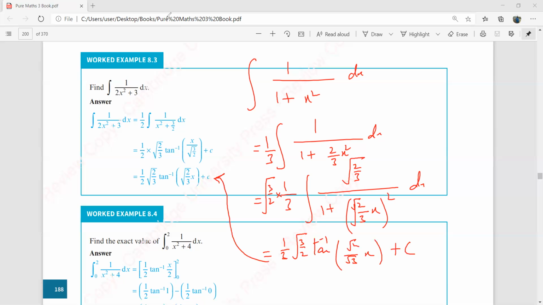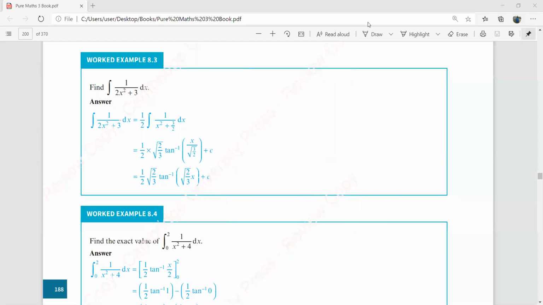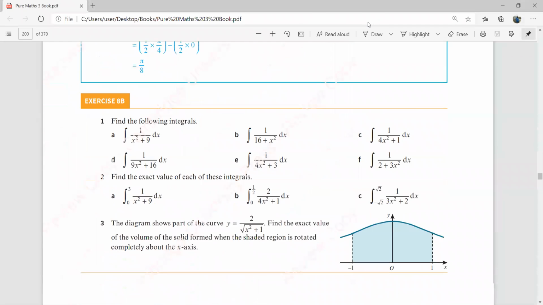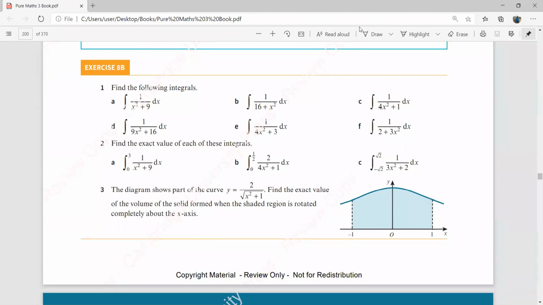So it's time for you to practice these questions. Let me take you down here in the exercise. You have to write all of them in the form 1 over 1 plus x square, which is going to be tan inverse of x plus c. Okay, let's try.